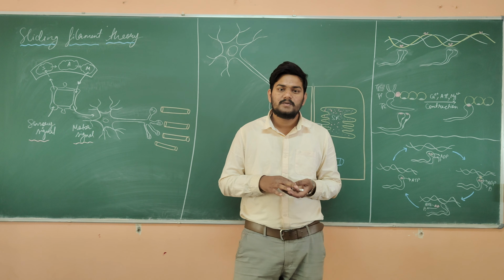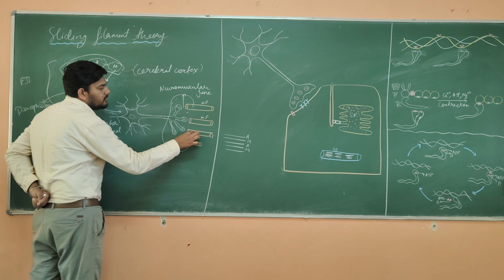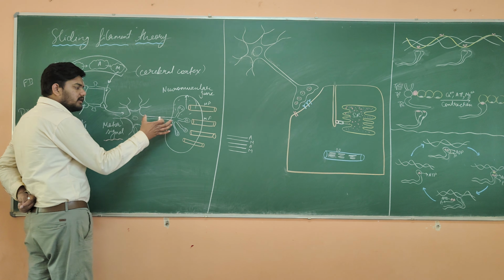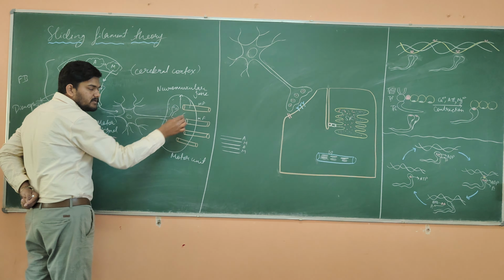Neuromuscular junction, you can say, is the point of attachment between a neuron and a single muscle fiber. But if you see this, a single neuron is attached with multiple muscle fibers. So this complete thing will be known as a motor unit.